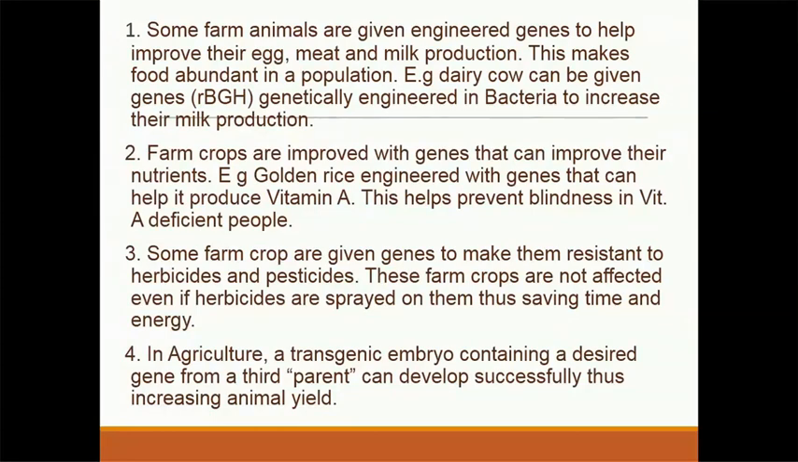So thus saving time and energy. Number 4, in agriculture, a transgenic embryo containing a desired gene from a third parent can develop successfully, thus increasing animal yield for a particular characteristic desired.